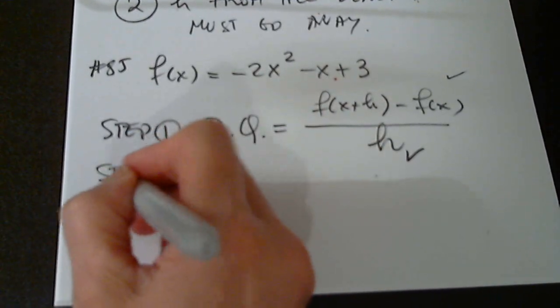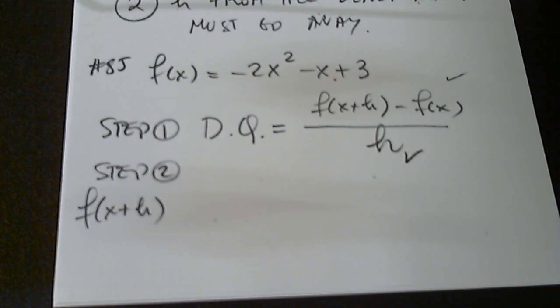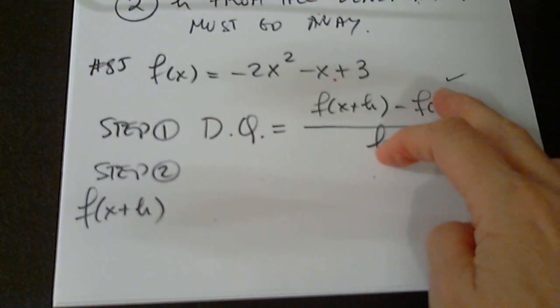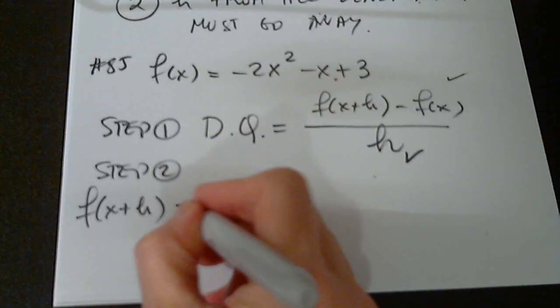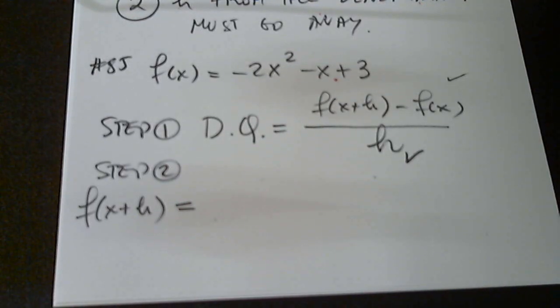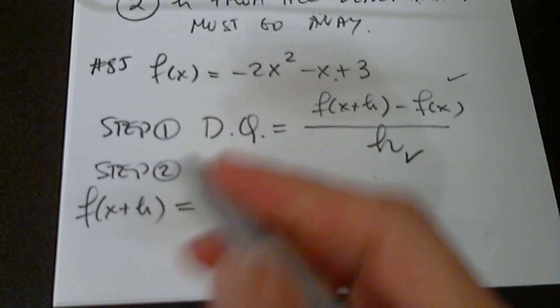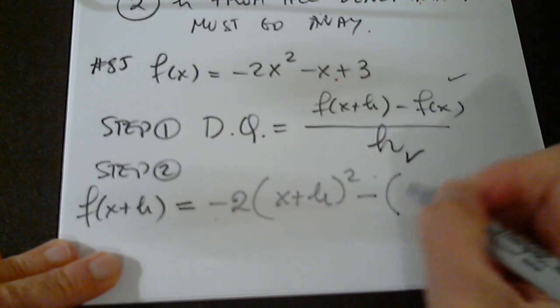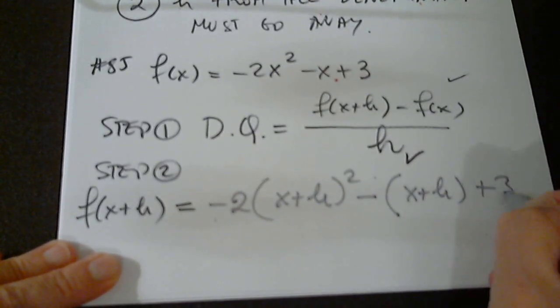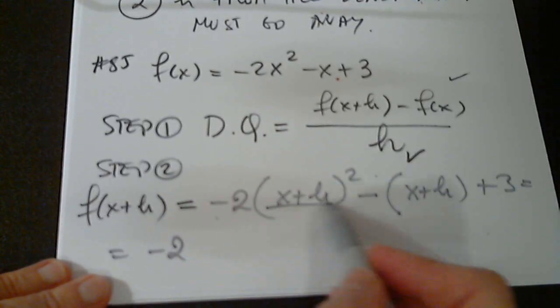So this is step 2. In step 1, I wrote the formula for the difference quotient. In step 2, I realized that these are clear, but this is not. So I have to write f of x plus h for the given function. How do I write that for this function? Can anyone dictate? Negative 2, yes, and then parentheses x plus h squared, minus parentheses x plus h, excellent, plus 3. Excellent.